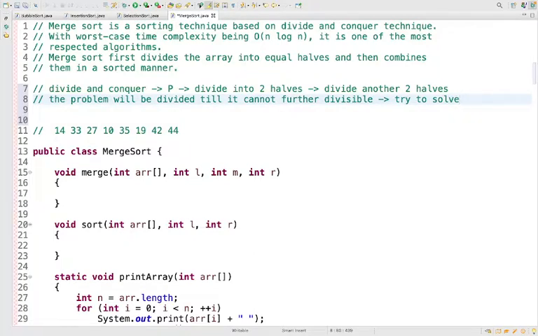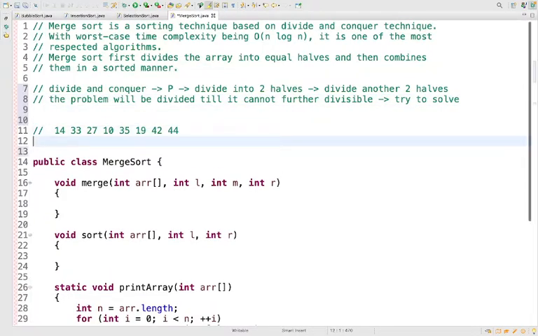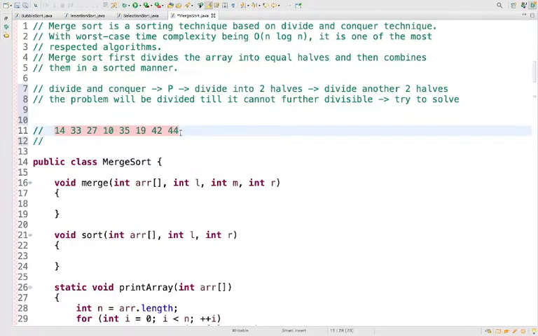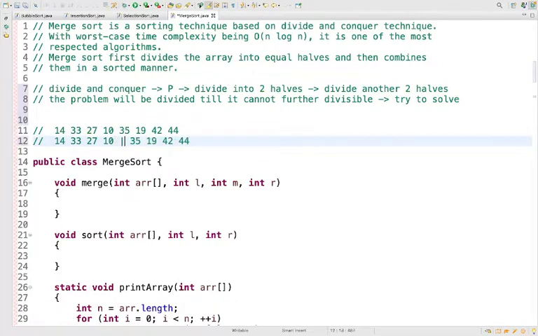So you divide the problem into multiple parts till you reach the lowest point of the problem, and then you try to solve that problem. The way you're solving it should be the same for the other problems as you go upper and upper. Okay, to give a nutshell of how merge sort works, it divides this array into two halves. This is the left hand side, this is the right hand side.